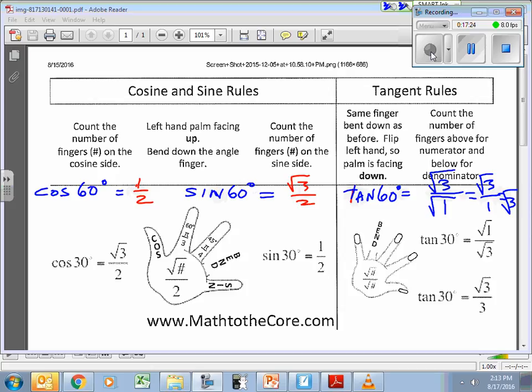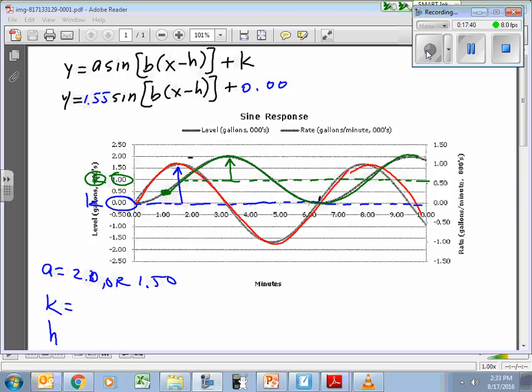Sure, we'll try it. Cosine of pi over 2. Cosine of pi over 2. Where's the pi button? Another pi button is on there somewhere. So on this one, of course, amplitude is right here, and then the midline is here. It's k.